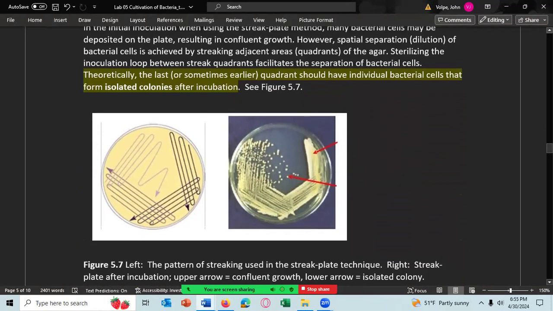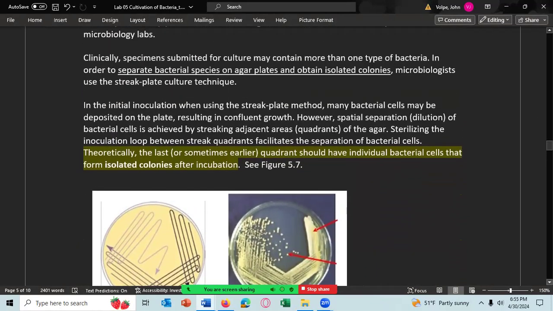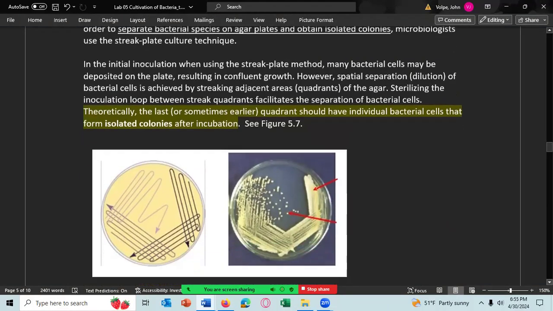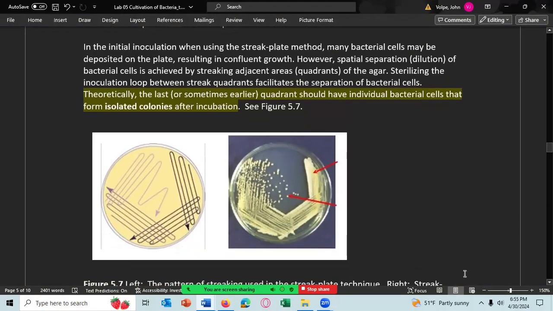All right, when you're streaking out for colony isolation, you get a plate and you can use the quadrant or the sector method, where you streak the bacteria on the first quadrant. Obviously, you sterilize your loop, you cool the loop, pick up the bacteria, streak it on the first quadrant. You'll have the most growth in the first quadrant. And then you streak out the media, you sterilize your loop, cool it, and then you start streaking in quadrant 2.